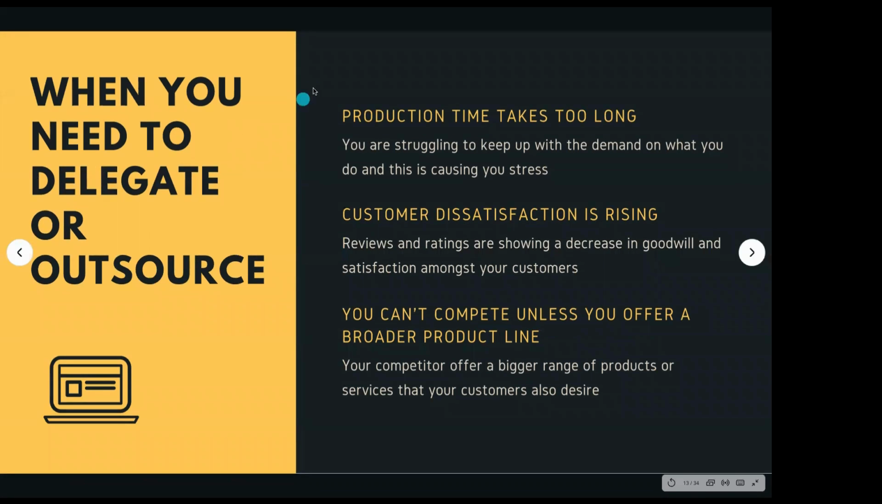So when you need to delegate or outsource, when you really do need to look at the possibility that you have to make some changes in your business to allow for increased capacity, is when it's taking too long to do things, when you're struggling to keep up with the increased demand on your clients on what you do, and it's causing you some stress. It's making you have to work a 16-hour day instead of an 8-hour day. Or it could be that your customer dissatisfaction is starting to rise. You're starting to lose your clients. They're starting to go elsewhere.